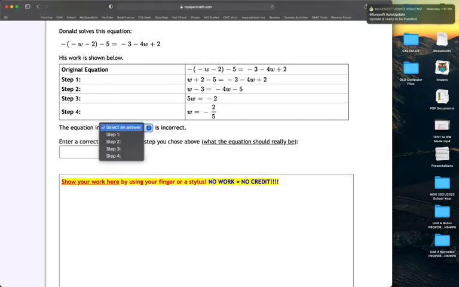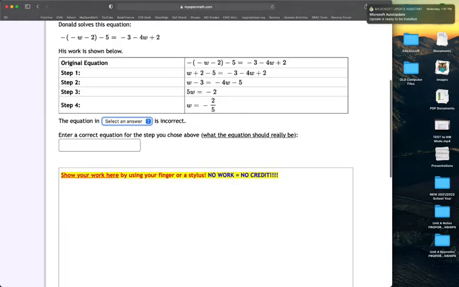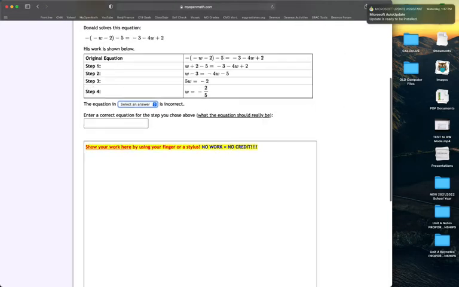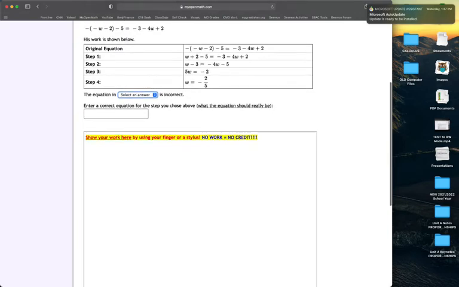So you're trying to select, did they make the mistake in step 1 or step 2 or step 3 or step 4? In other words, you're looking for the place where they made their first mistake, and then you're supposed to enter the correct equation for that specific step where they made their mistake. So how we should attempt this is we should start by writing our original equation that this person was given down in our work area. So let's do that.